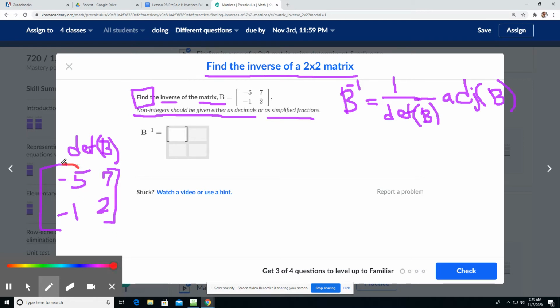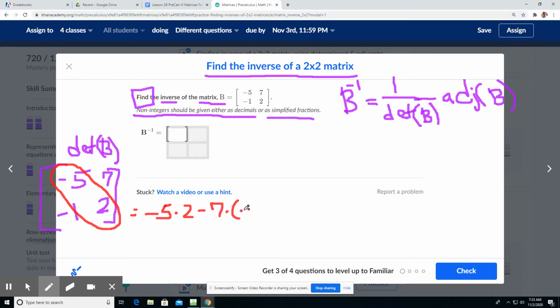So the determinant is going to be -5 times 2 minus 7 times -1. All right, let's go ahead and do this. This is -10 plus 7. It looks like -3 is our answer here for the determinant. Then let's go ahead and find the adjugate.